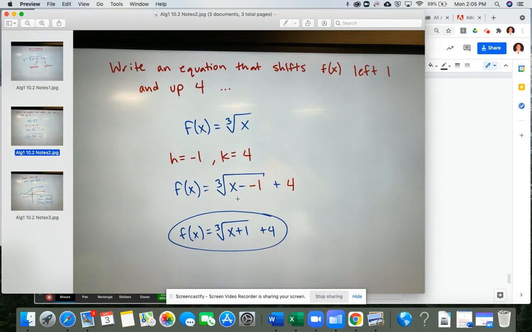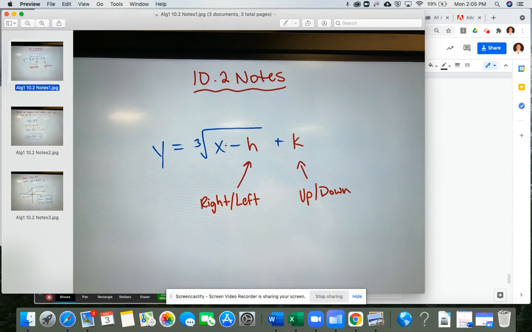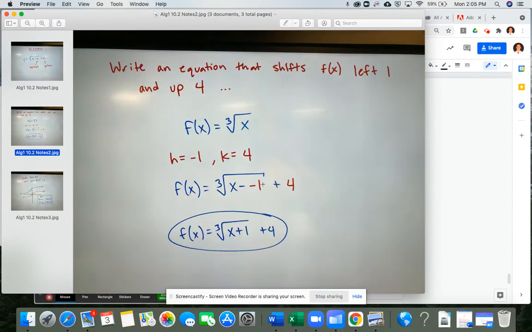So when we plug this into our equation, f of x equals the cube root of x minus, just like we had x minus right here, and the h is going to be in red. Our h told us to move left 1, so it's actually x minus negative 1. But later on, that'll turn to x plus 1, right? That's why we have to flip that sign. So this is telling us left 1 and then up 4 on the outside. So our final answer is going to be y equals the cube root of x plus 1 plus 4.